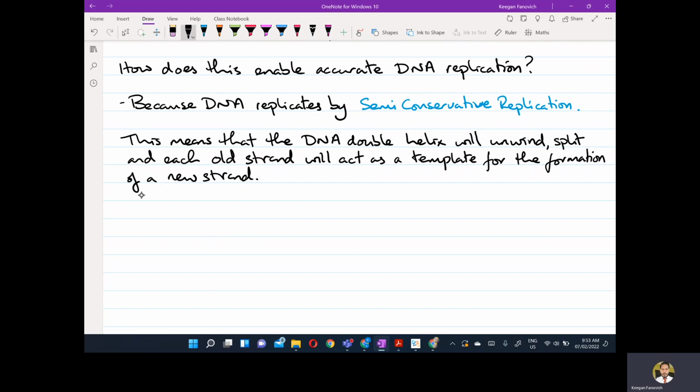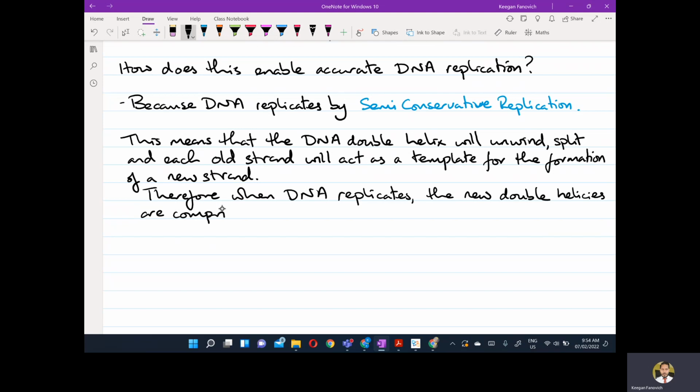So one more time, this means, or should I say therefore, when DNA replicates, the new double helices are comprised of one old strand as well as one new strand.